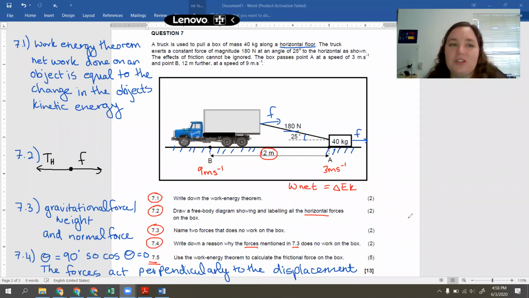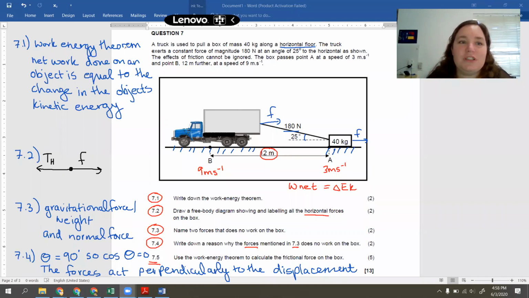Write down the work energy theorem and what you'd have to write there. I've written it down the side. I'm hoping you all can see where I've written things. Just so you know, I always put my picture in the top right-hand corner. I never write in the top right-hand corner. You may have noticed that. But I'll write everywhere else on the screen.